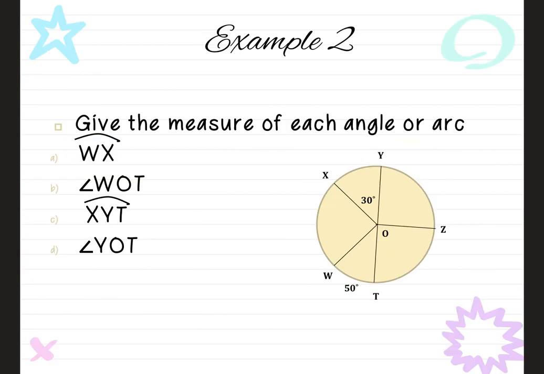All right, example 2. Give the measure of each angle or arc, okay? So this time the information given to you, there's a couple things happening here. Obviously, we know 30 degrees, we know 50 degrees, but we also know that this is passing through the center. So that's a diameter. That gives you some information too, okay? So again, give the measure of the arc or the angle. So the arc of WX is this one. How do I find it?